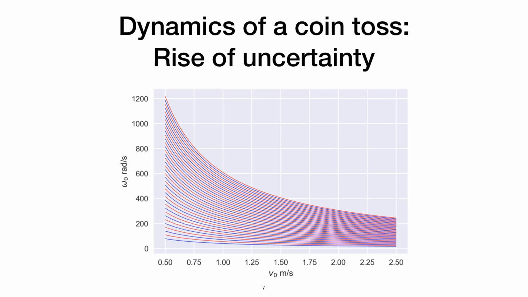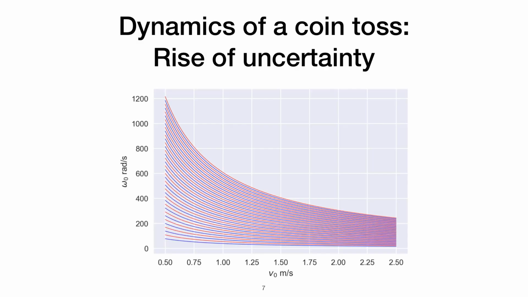Where does that come from? This comes from the fact that I do not know the initial conditions, and therefore I cannot predict the result of the coin toss with any accuracy. To understand it, let's look at this graph that shows how the space of initial conditions separates into regions of tails and heads. In particular, the x-axis corresponds to initial velocities and the y-axis corresponds to initial angular velocities.